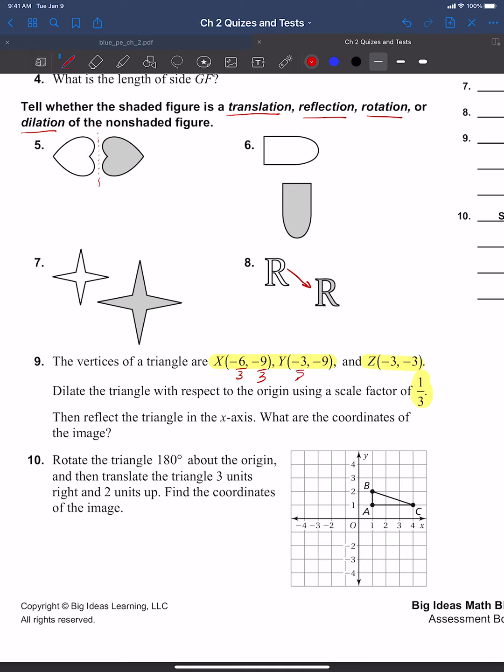You guys want to try this one on your whiteboard real quick? That's a good idea. So you'll have x prime, y prime, and then z prime.